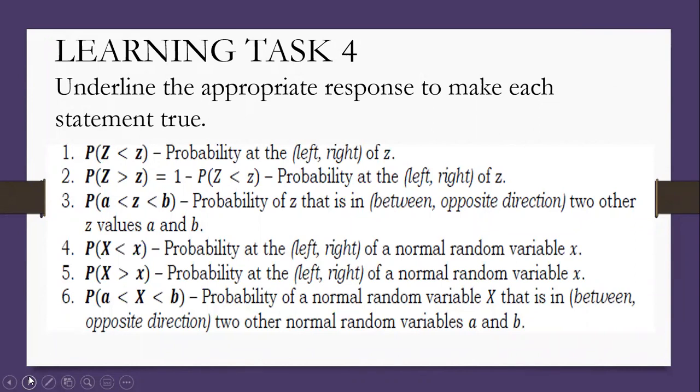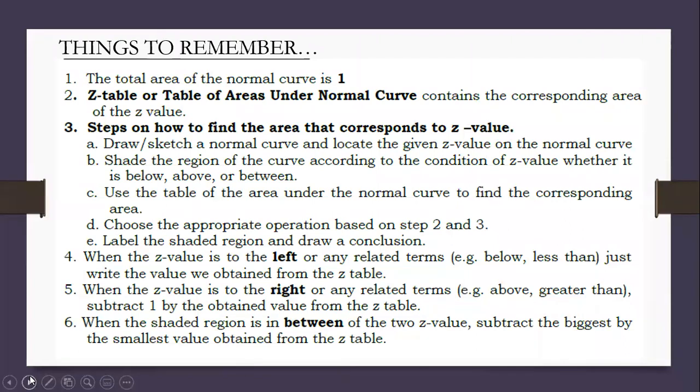Okay. So for your last task for week 4, this is your learning task number 4. You need to underline the appropriate response, whether it is to the left or to the right, based on the symbols being used for the probabilities. Okay. So to recapitulate what we had for the normal probability distribution, always remember that the total area of the normal curve is equal to 1. Then using the z-table or the table of areas under the normal curve, it contains the corresponding area of the z values. And these are the steps.